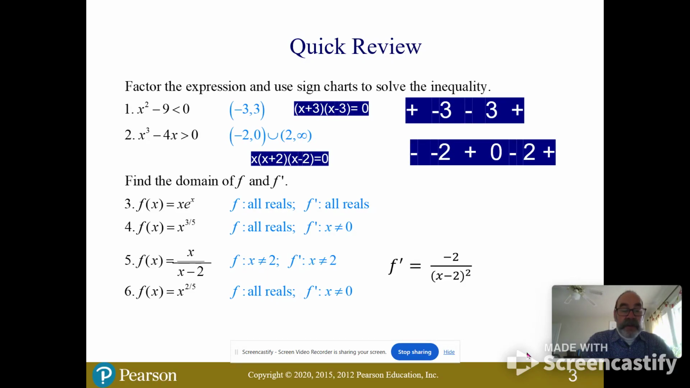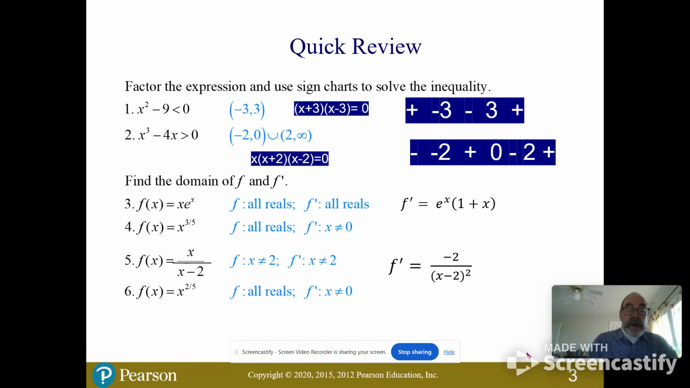Okay, try number 3. Find the domain of the function and the derivative. Well, we can do everything. So on number 3, all real numbers, and if we do the derivative of it, it's going to look like that. E to the x is always positive. And 1 minus x, that's okay. We could put any number in there and it works out. We're looking for things that do not exist.